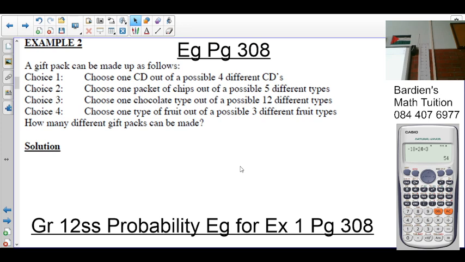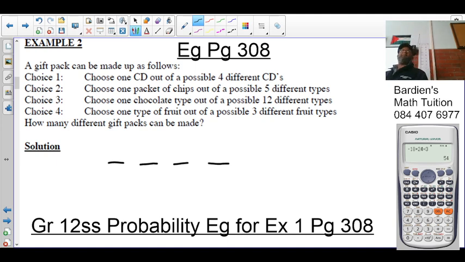So firstly, how many birds would I draw? The birds represent choices. So I have 4 choices there, so it's going to be 4 birds. So what number would I put in the first bit of choice 1? Let's put 4. Choice 2? 5. Choice 3? 12. And choice 4? 3.